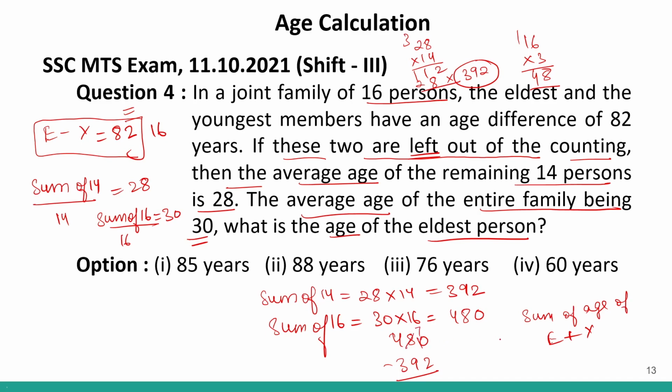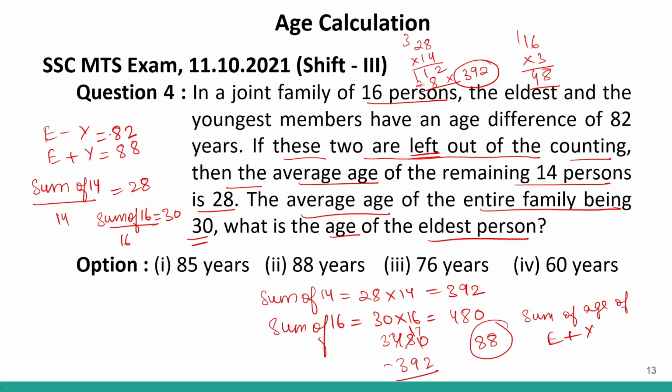So it will be how much? This will be 88. So I can see I got two equations. My first equation is E minus Y equals 82, eldest minus youngest is 82. And my second equation is E plus Y equals 88. This is given in the question.